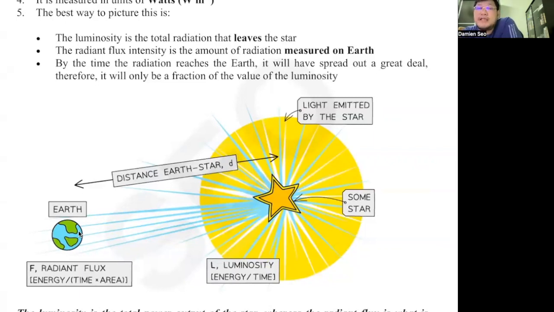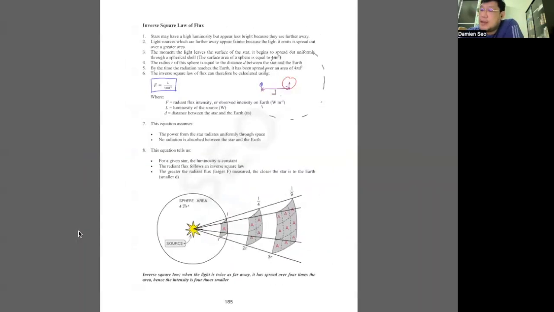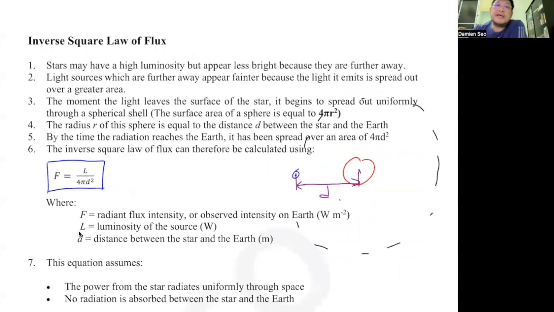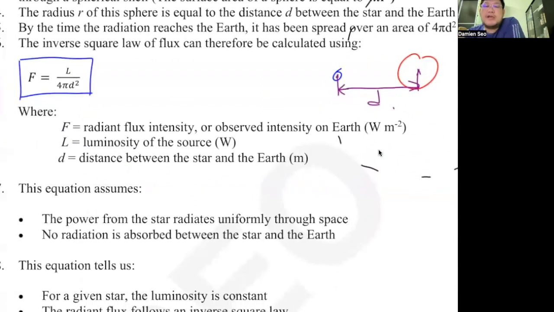But the good news is the formula is very simple. It's something like your formula for intensity in waves in AS. I'll show you how. Now, you remember, right? We said that radiant flux intensity is total energy per unit time per unit area. And total energy per unit time is basically the power of the sun. So the power of the sun divided by the surface area where it reaches the Earth.